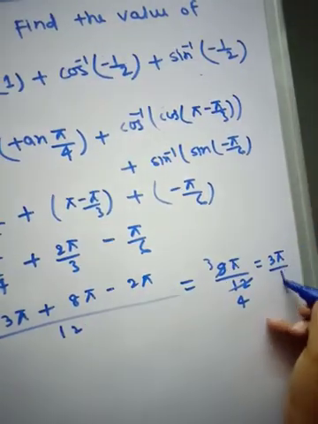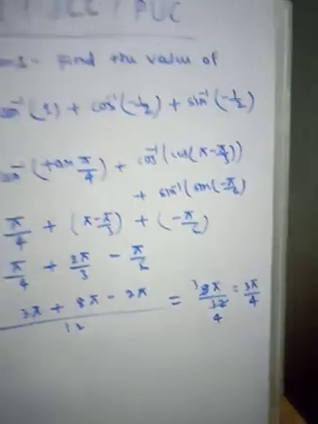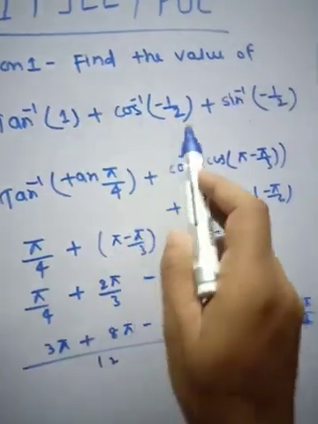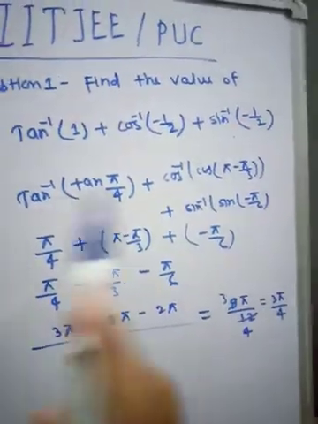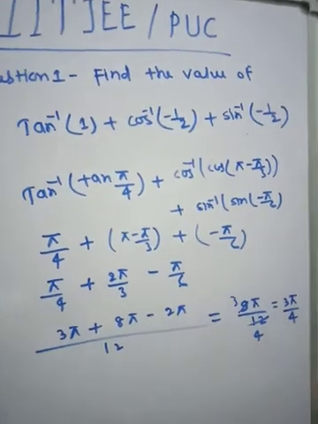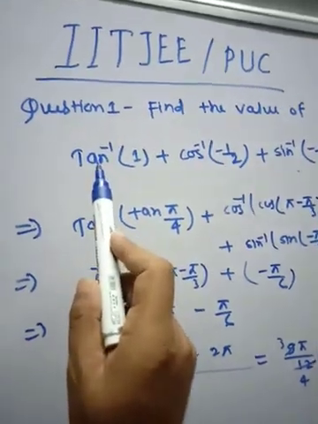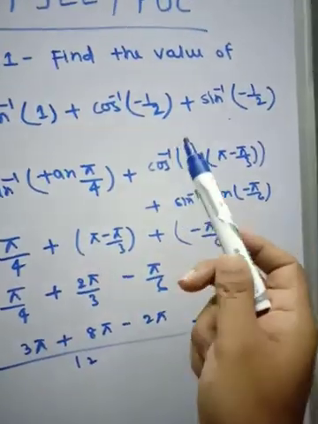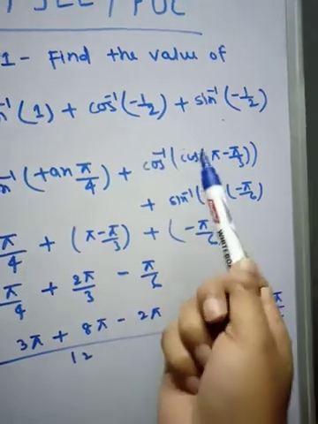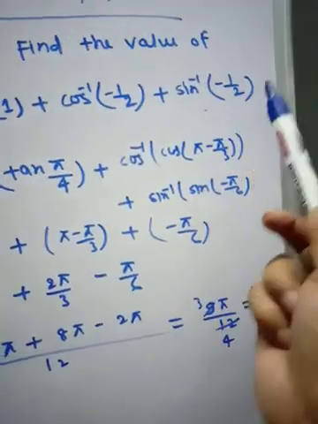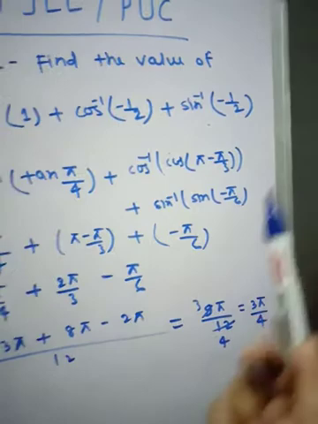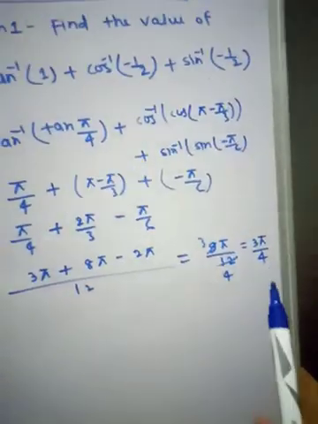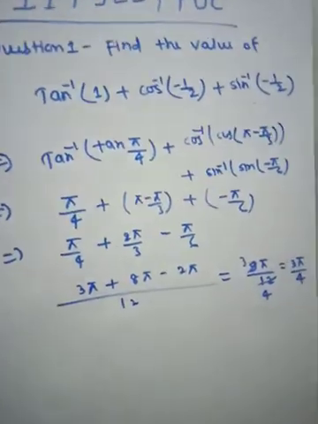So what is the value of this? 3 pi by 4. Here we find the principal value of the inverse functions. Tan inverse principal value lies between minus pi by 2 to pi by 2, cos inverse value lies between 0 to pi, and sin inverse value lies between minus pi by 2 to pi by 2. According to that, and since tan inverse tan theta is theta, we arranged it and got 3 pi by 4. That is our answer.